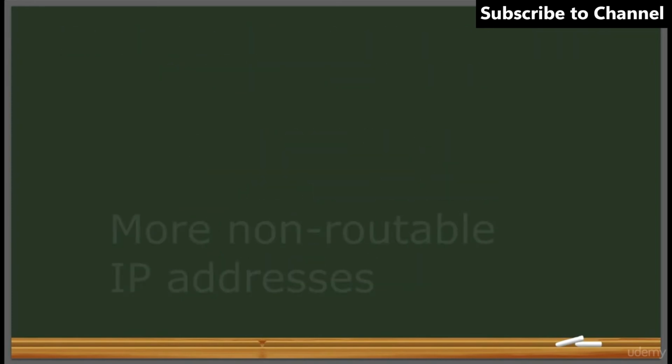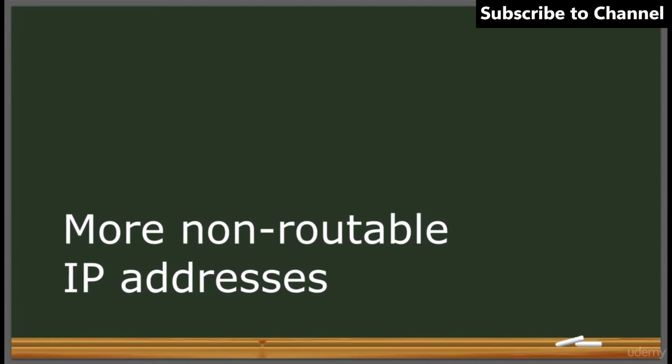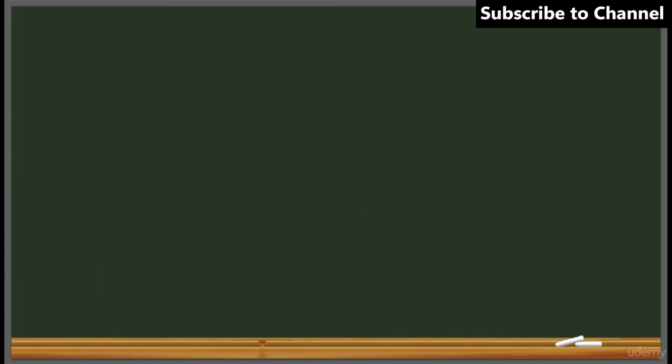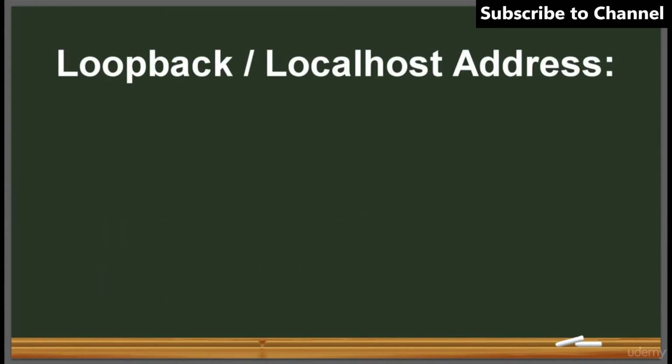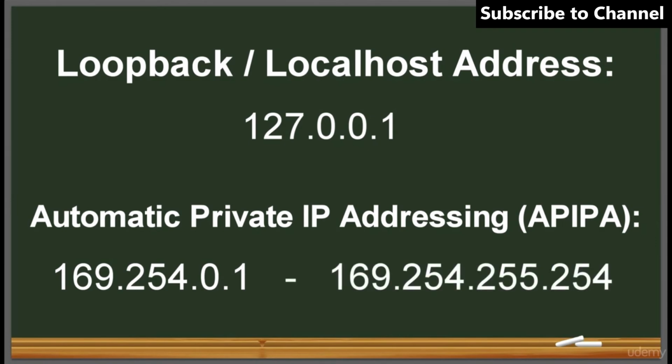There are a few more IP addresses that are not routable on the internet besides private IP addresses. These addresses are mainly reserved for something else. The best examples of such addresses are the loopback or localhost address, which is 127.0.0.1. Another example is the APIPA address or the automatic private IP addressing. This IP address range is 169.254.0.1 up to 169.254.255.254.